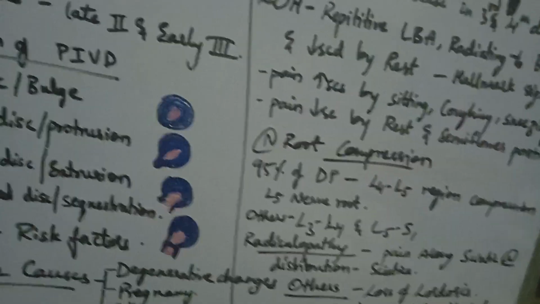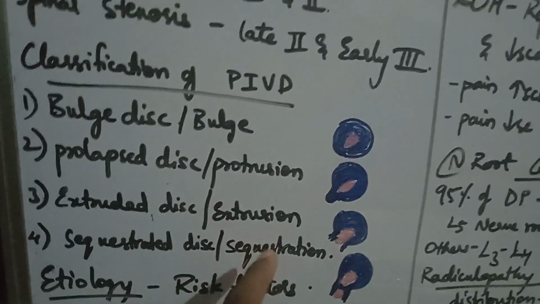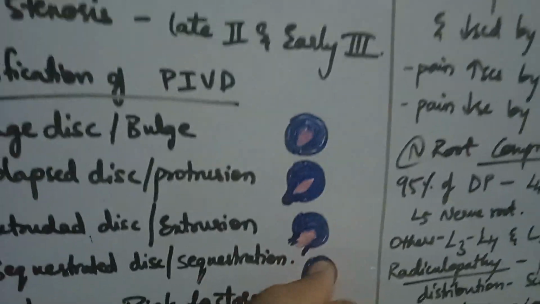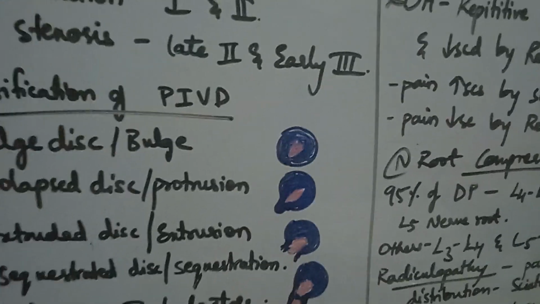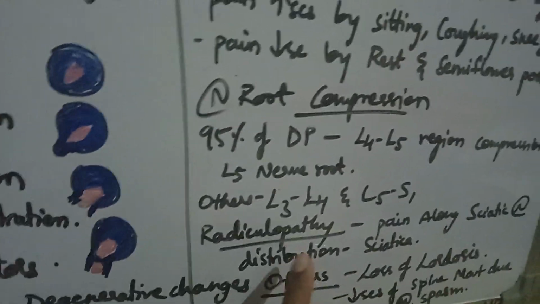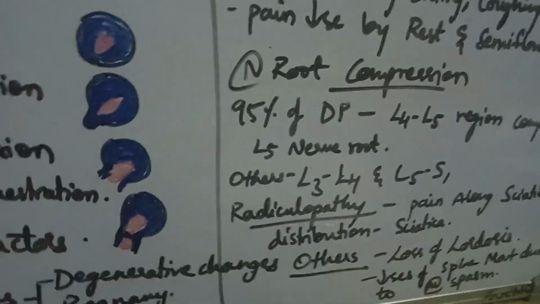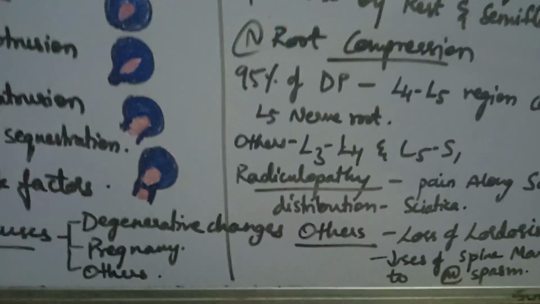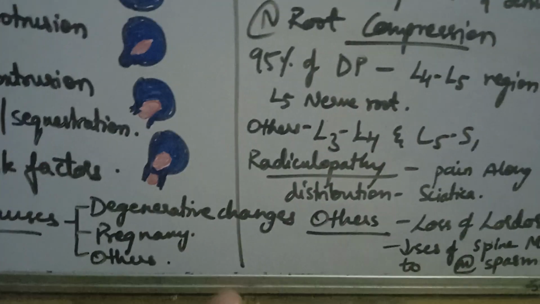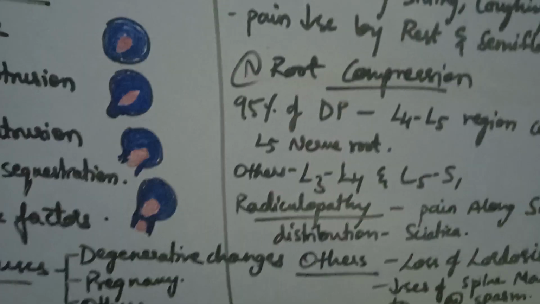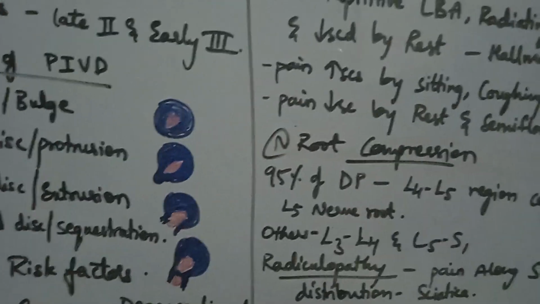Radiculopathy. As I have told you, in the extrusion there will be a defined deformity, and the nucleus pulposus will come out and impinge the nerve. So here we see pain along the sciatic nerve distribution, which is called sciatica. Next, other features include loss of lordosis, then compensatory tilt, decreased spine mobility, and diffuse tenderness in the lumbosacral region.